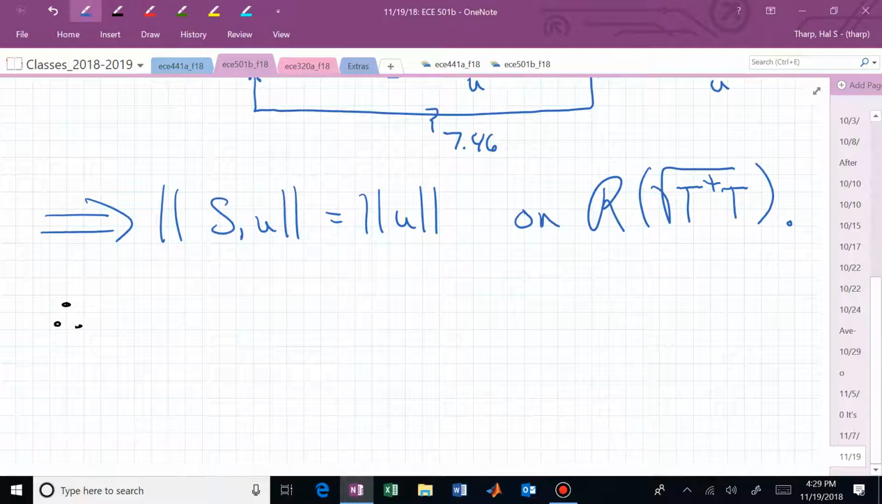That looks like a plus sign. My daggers are suffering, aren't they? They need a vacation. They need a break. So that's supposed to be a dagger.